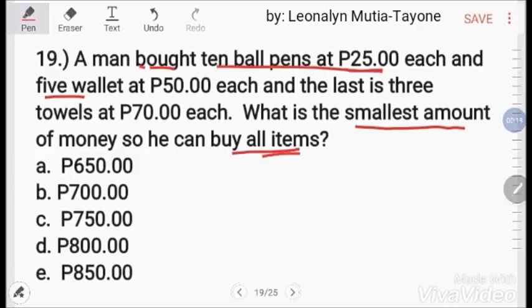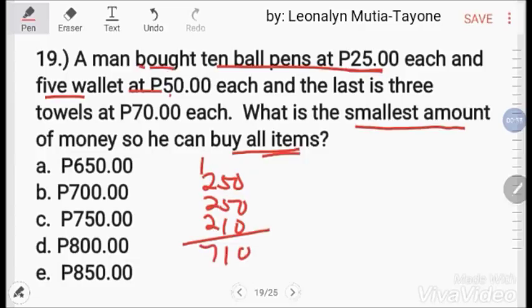Ikuwenta muna natin, i-total muna natin. 10 na 25, that is 250. 5 na 50, that is 250 din. At saka 3 towel na tag 70 each, that means 210. So, this is 710 lahat. So, sa 710, ilan ba dito ang pwede mong maging smallest amount of money na pwede mong bitbitin? Kung 700, kulang ka. Ang pinaka-smallest ay 750. So, the answer is letter C.